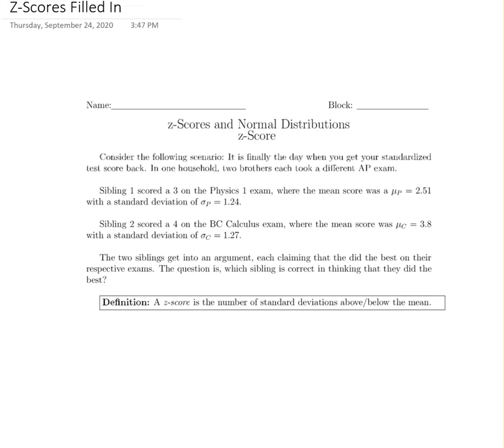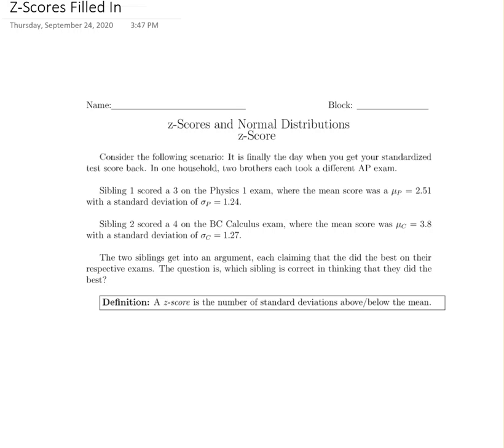The two siblings ended in an argument, each claiming that they did the best on their respective exams. And we want to know which sibling is correct in thinking that they did better. Now, most people would just say the score that's highest is the best. And while yes, a higher score is better, you need to think about questions relatively in comparison. They took different tests. People did score differently on each of these. So maybe a 4 on the BC Calc exam isn't as good of a score for that test in comparison to a 3 on the Physics 1 exam.